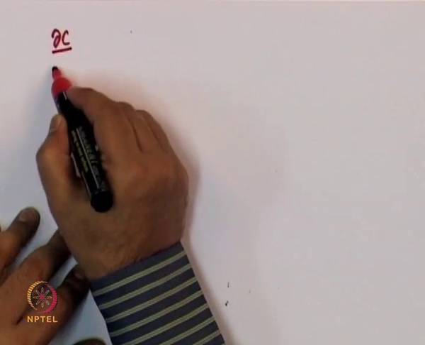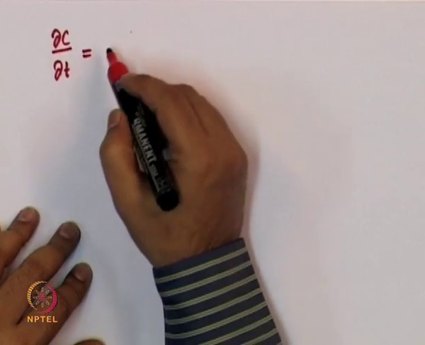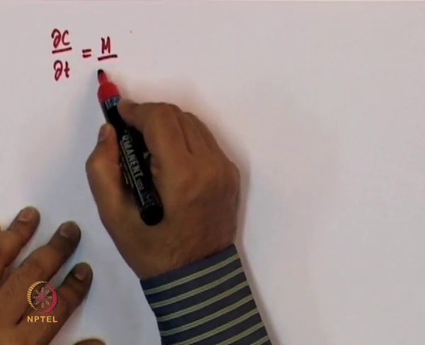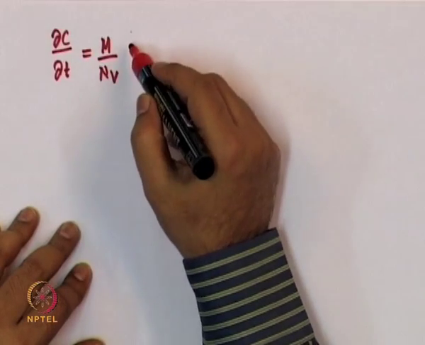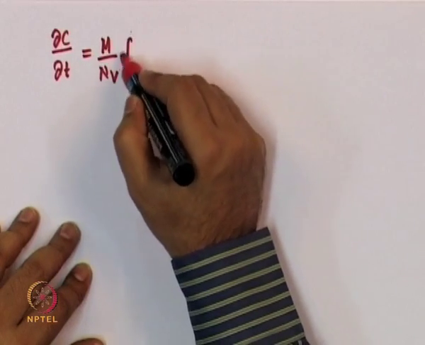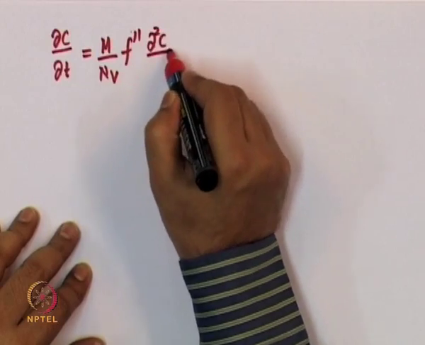Welcome. So, we are looking at the diffusion equation and phase field equation. Let me write them down. We are looking at the equation ∂C/∂t = (M/N_v) f'' ∂²C/∂x².